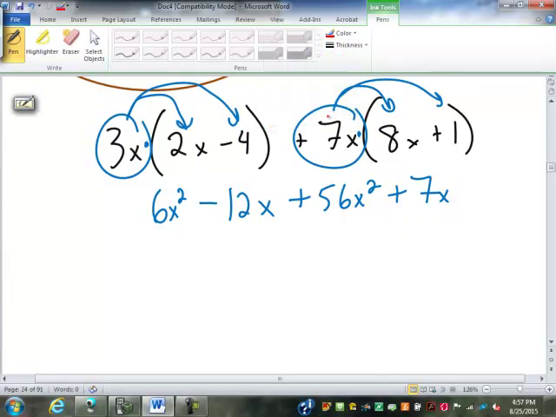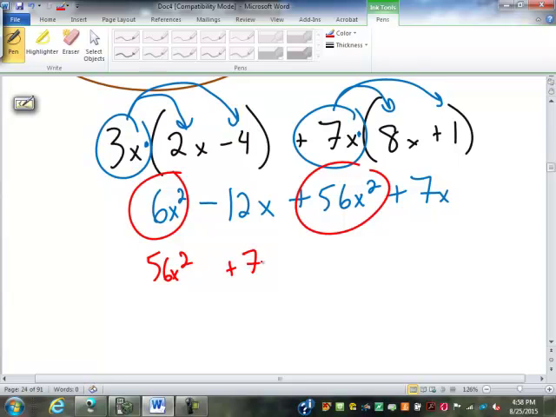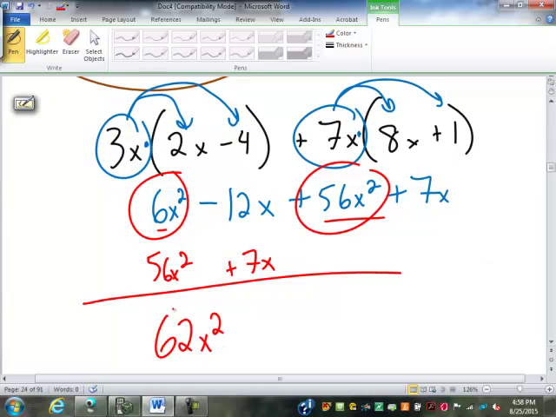Now we can go back and combine the 6 and the 56. I could move it over and write it like this as well if I wanted to. But 6 and 56 make 62x squared. They're both positive. Because we're plussing, yep. Negative 12x and positive 7x make negative 5x.